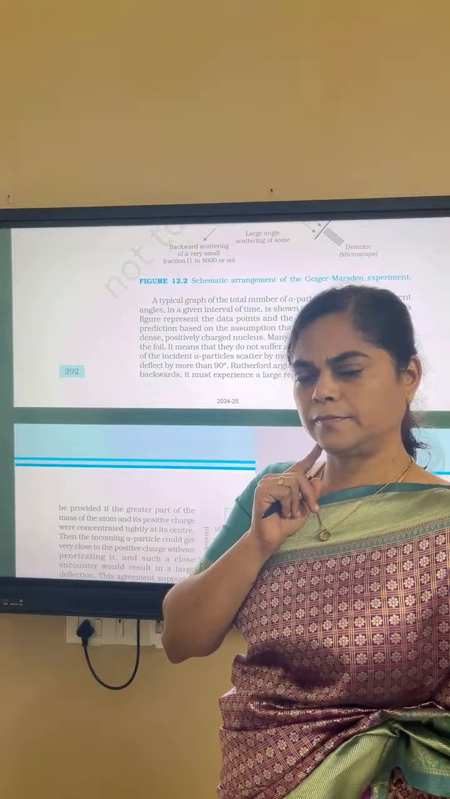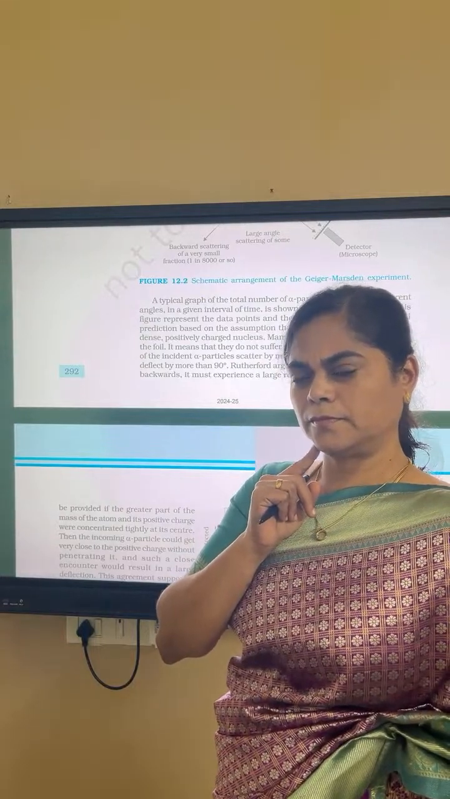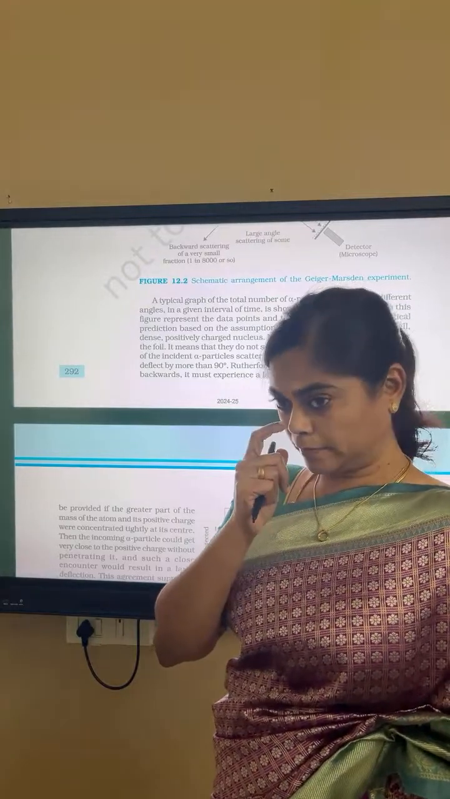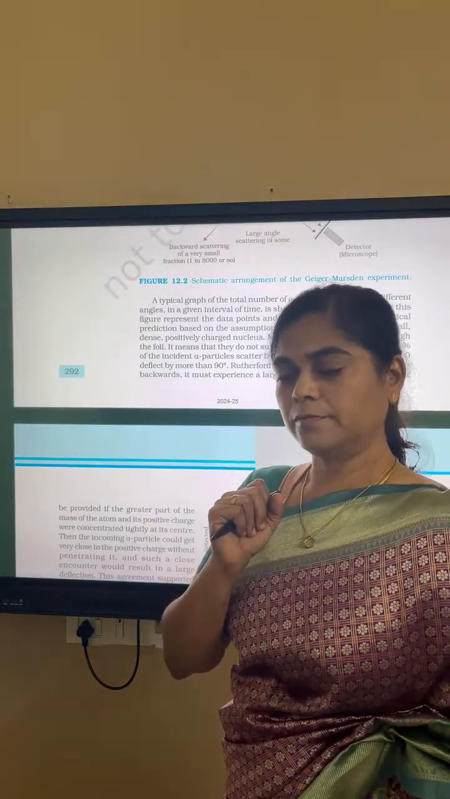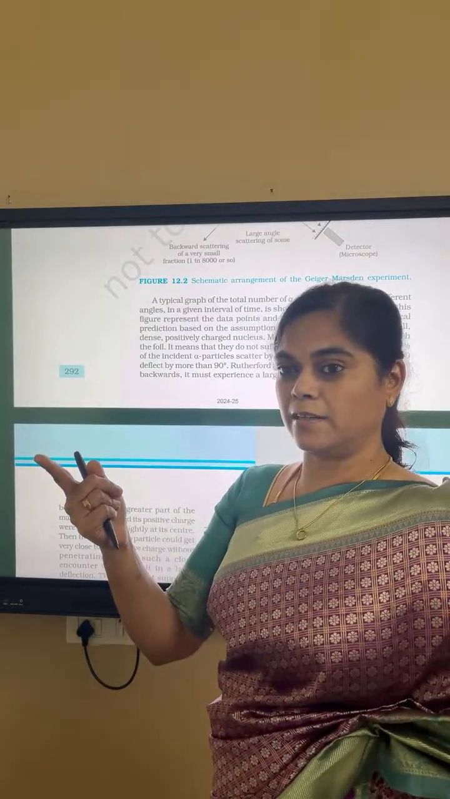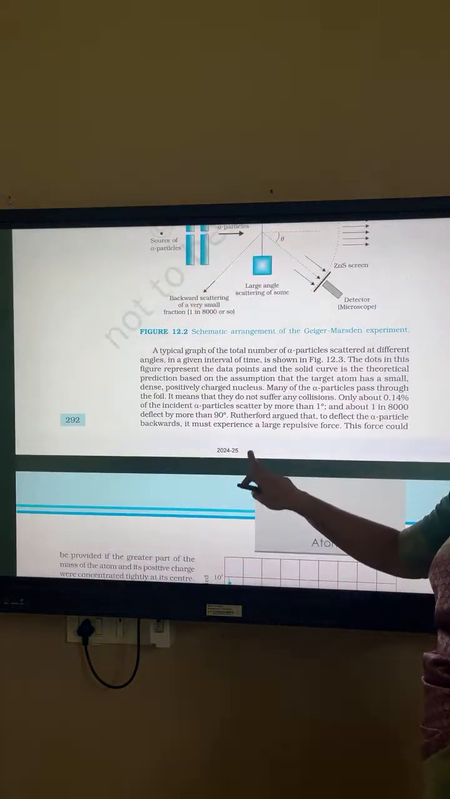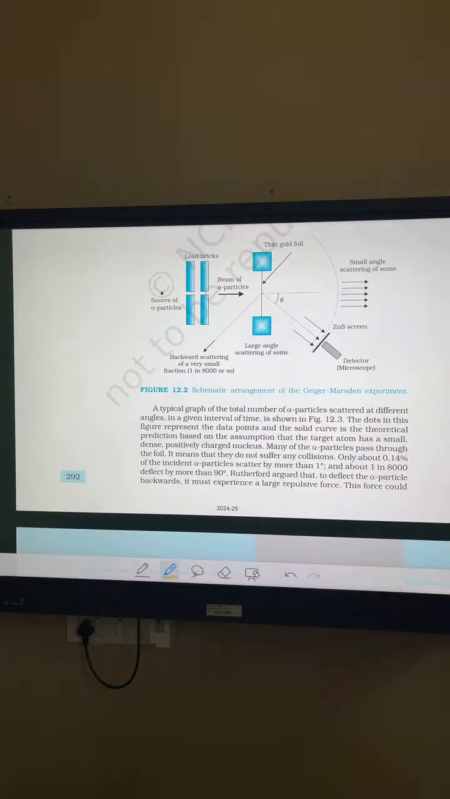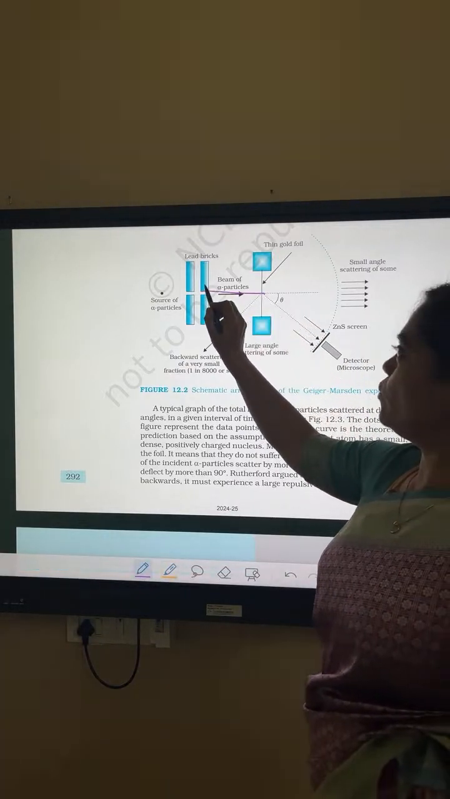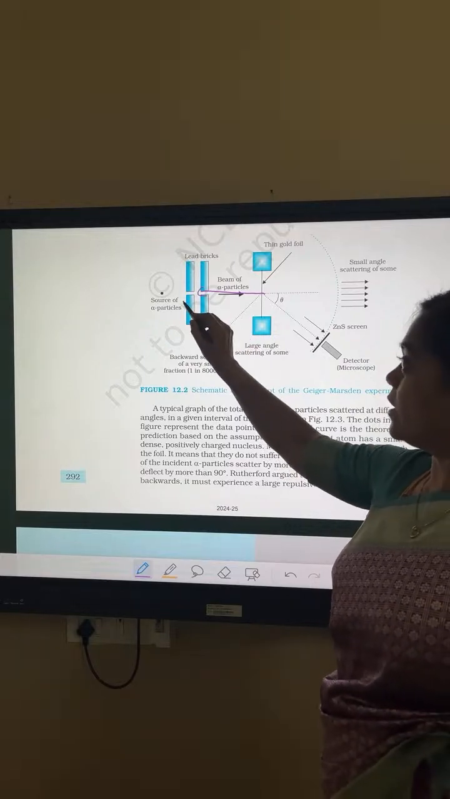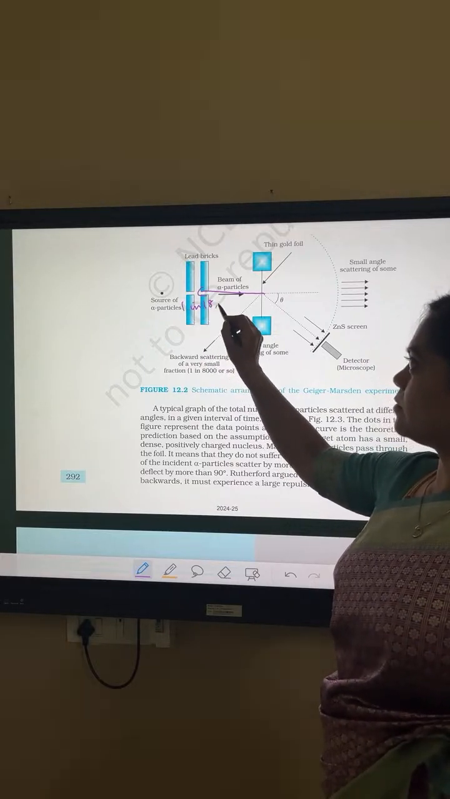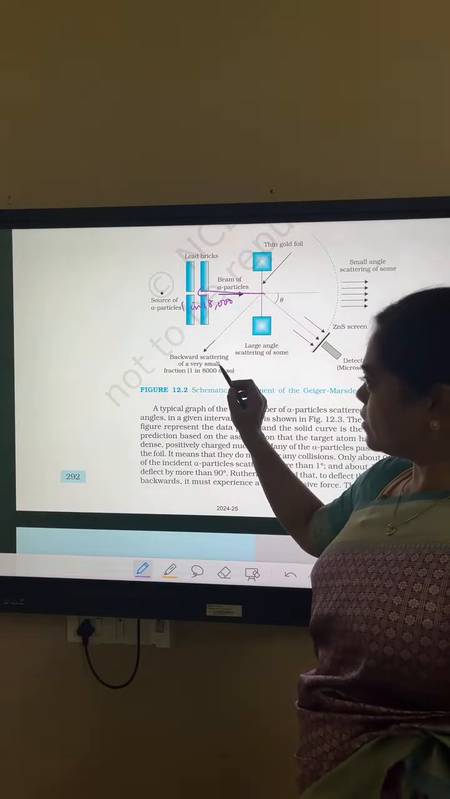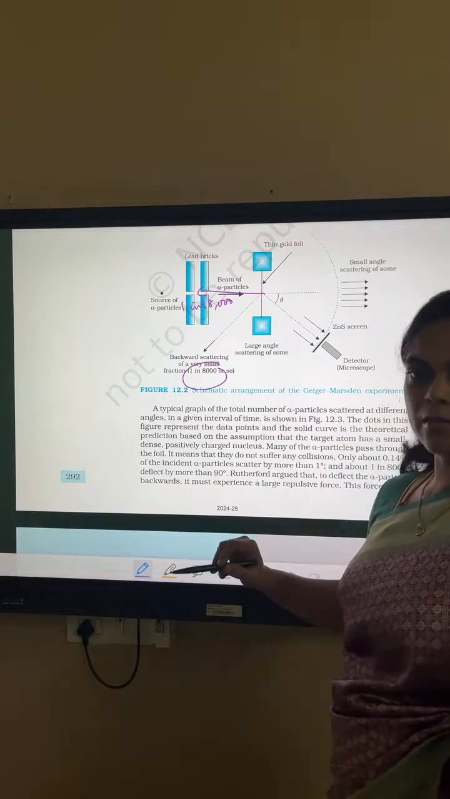But the maximum will pass through the gold foil and go. But some particles will get deflected. Among them, 1 in 18,000 will scatter fully at 180 degrees. Okay, this is not 180 degree, right? Understood? When it is 180 degree, you might understand definitely it is 1 in 18,000. Okay, it is very rare.